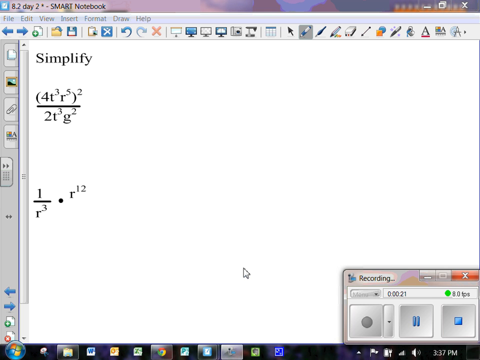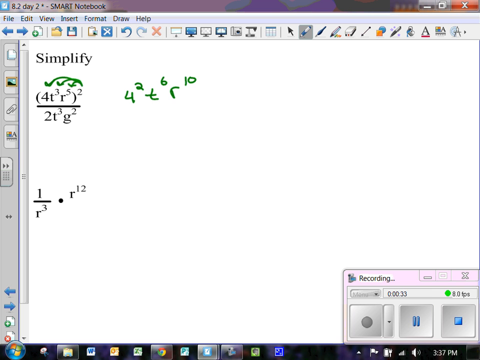First step I would look at is bringing this 2 into everything so that we distribute it out. So we have 4 squared, t to the sixth, r to the tenth. Make sure you're multiplying those together. At the bottom, you'd have 2 t to the third g to the second. So by going through here, we can look at reducing this.